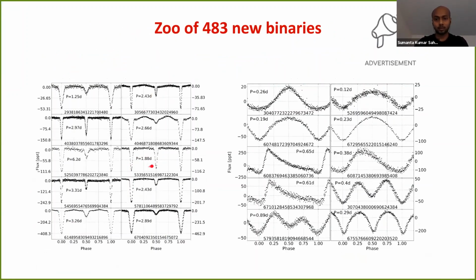So, a bit of advertisement: apart from these SDB pulsators, we found a lot, around 483 eclipsing binaries and other kinds of binaries. I'm not going to talk in detail about this type of variable stars we found. If someone is interested, please look into this paper.